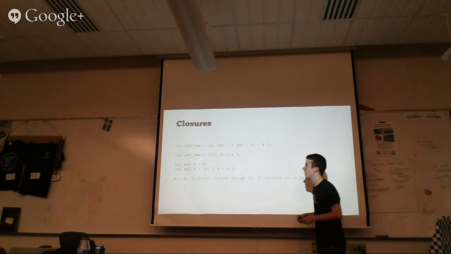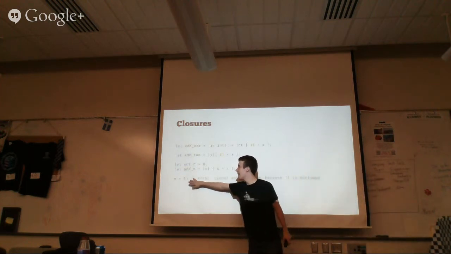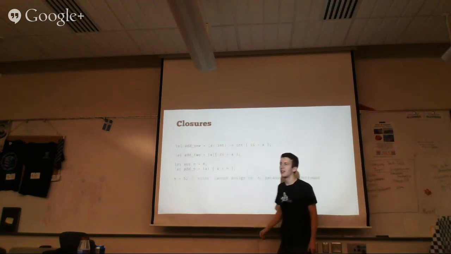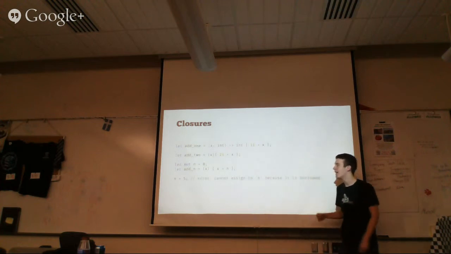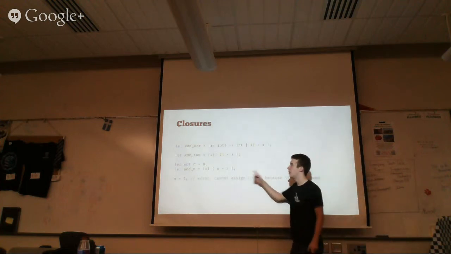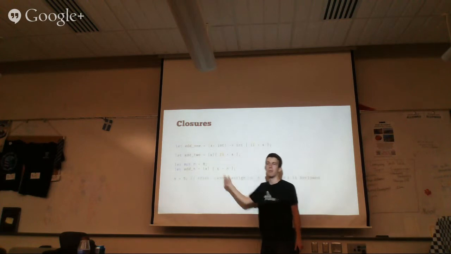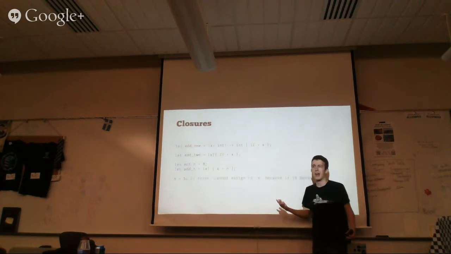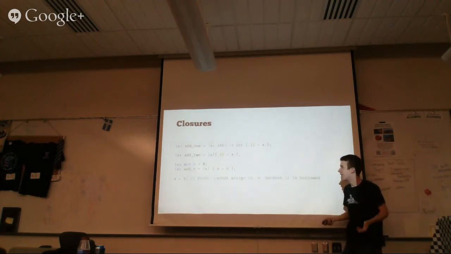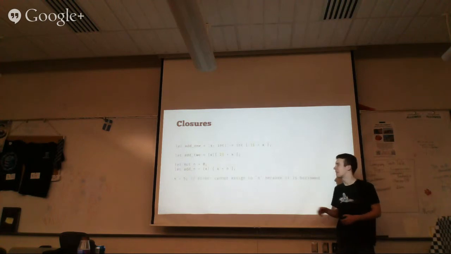We have this issue, though, if we try to say n equals 5 down here after we created this closure, because remember the concept of borrowing, as soon as I create a closure that closes over a value, that value is borrowed, like if we were passing a pointer into it. It's very, very nice. It guarantees that the closure will work the way you intended it to work in the first place.